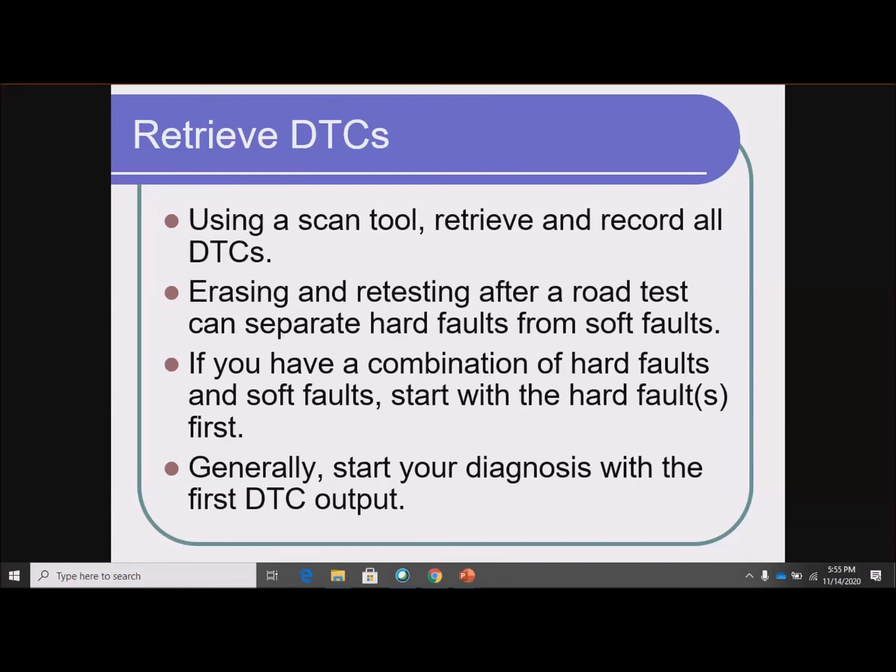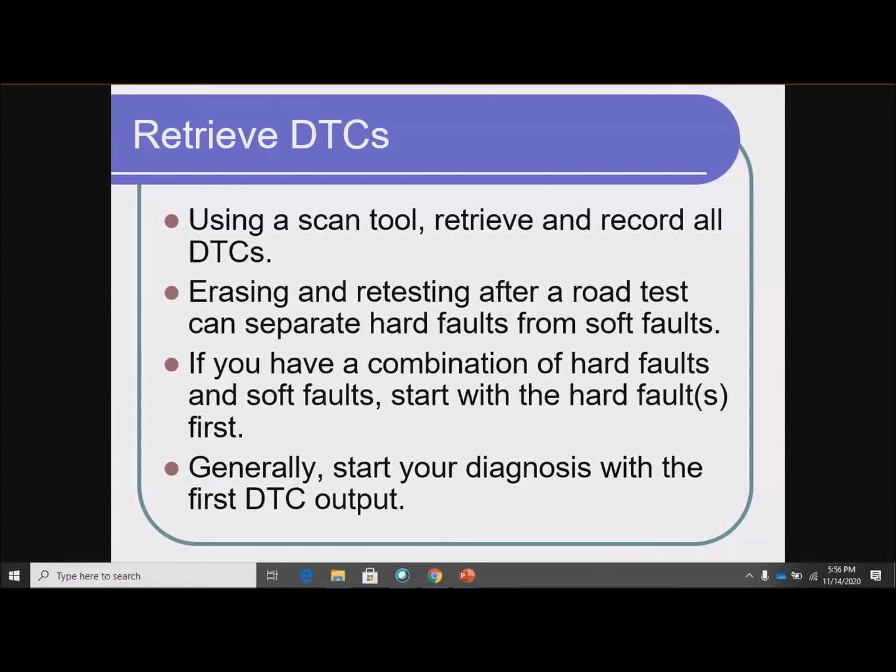Older Chrysler had something called a good trip counter. If it showed 0 good trips, that means it fails every time it runs. So that's a hard fault. Now they call hard faults active and they call soft faults stored. General Motors uses the term current for a problem that's happening on this particular trip or drive cycle, as opposed to history, which is something that happened in the past.